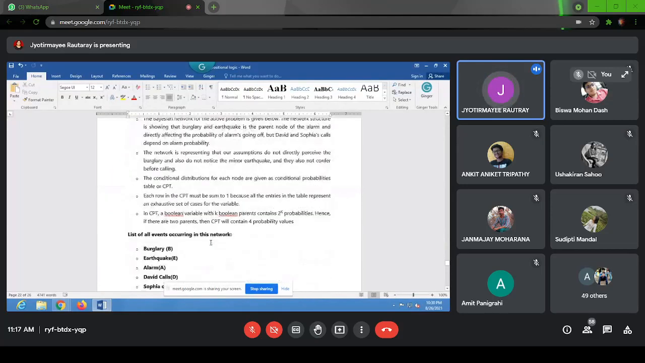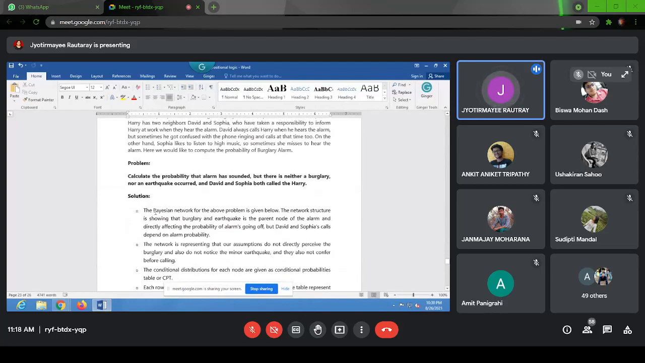Wait, one question, let me discuss. The question is: calculate the probability that the alarm has sounded, but there is neither a burglary nor an earthquake, and David and Sophia both called Harry. Look at this question. This part, that David and Sophia both called Harry, is given only to confuse you, but they have a role in solving the problem. Just concentrate on the rest.